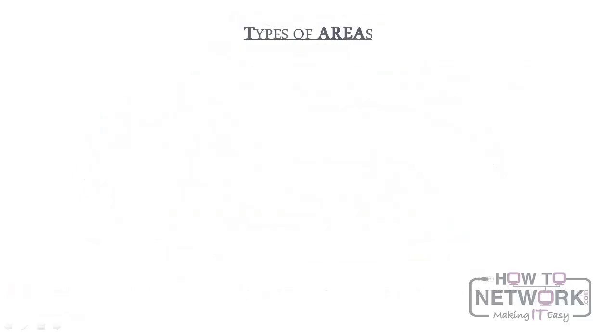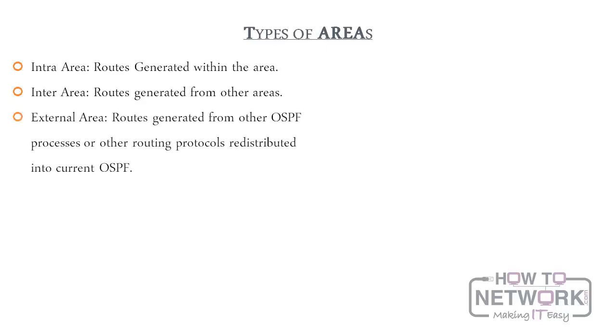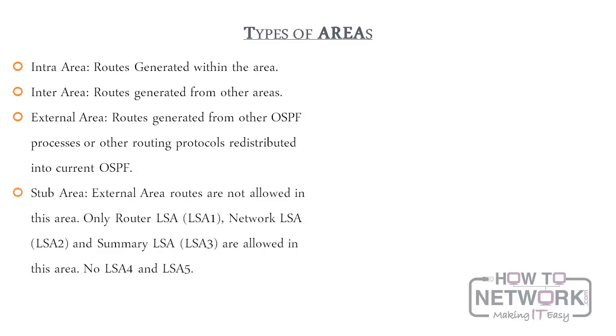Types of areas. First we have intra-area. These are where routes are generated within the area. And then we have inter-area, routes generated from other areas, say from Area 1 to Area 0. And then we have external areas, routes generated from other OSPF processes or other routing protocols redistributed into the current OSPF instance.